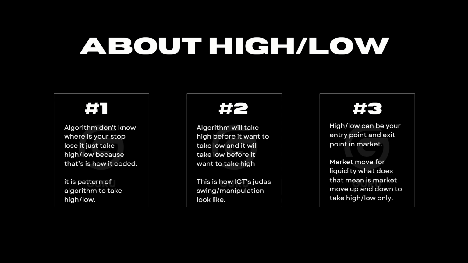Okay, so again, the second important thing is market manipulation in the wrong direction before it moves in the right direction. It will go higher first if it wants to go lower, and it goes lower first if it wants to go higher. It's a manipulation. Now the third and most important thing is the high and low. You can enter at the high and low, and you can exit the market at the high and low. High and low can be both your entry and exit point.